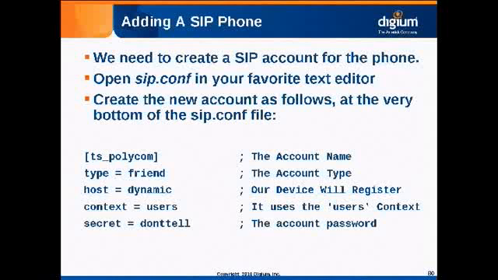Okay. The last line there is the password. In Asterisk, we don't call it a password, we call it a secret. And so we're saying that the secret for this particular phone is don't tell. Okay. So for this phone to be able to talk to Asterisk, it has to have the username of ts_polycom in this case, and password of don't tell. That make sense? All right.